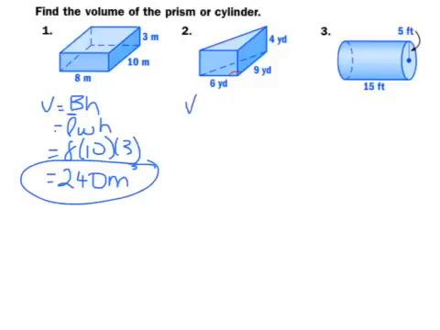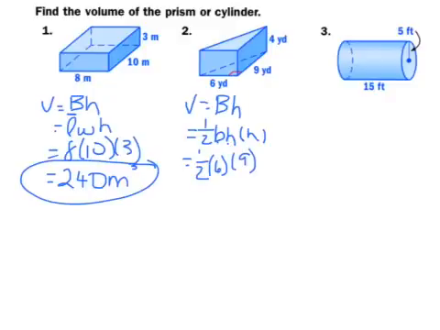All right, let's try this one. So we've got V equals big BH. This time your base is a triangle, so I'm going to go ahead and do big B as 1/2 BH times H. Now notice I've got 2 H's here, and they are not the same number. The first H is the height of the triangle. The second is the height of the prism. So you want to make sure you keep those two things straight. So this first BH is the base and height of your triangle. So that would be 6 times 9. Then we're going to multiply it times 4, which is the height of your prism.